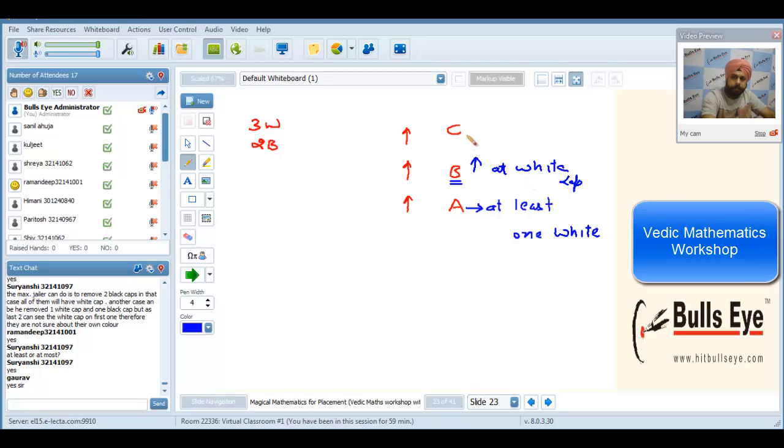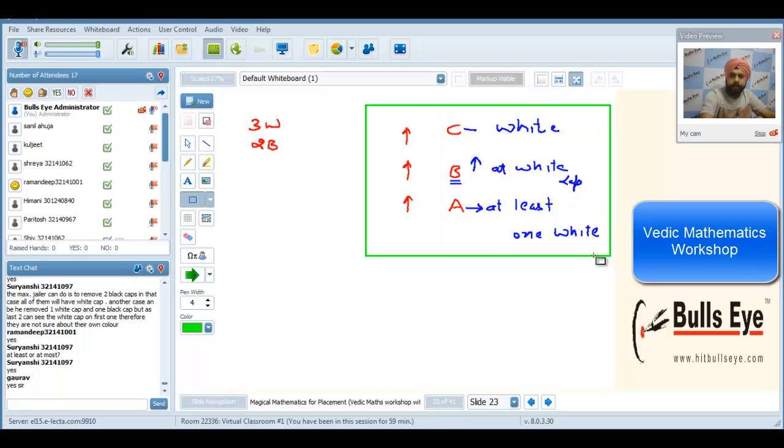Now C heard the statements of both. So that is the reason he can very well conclude that the white cap that B has seen must be on my own head. So that is the reason C very well stated that he is wearing a white cap and he is perfectly alright.